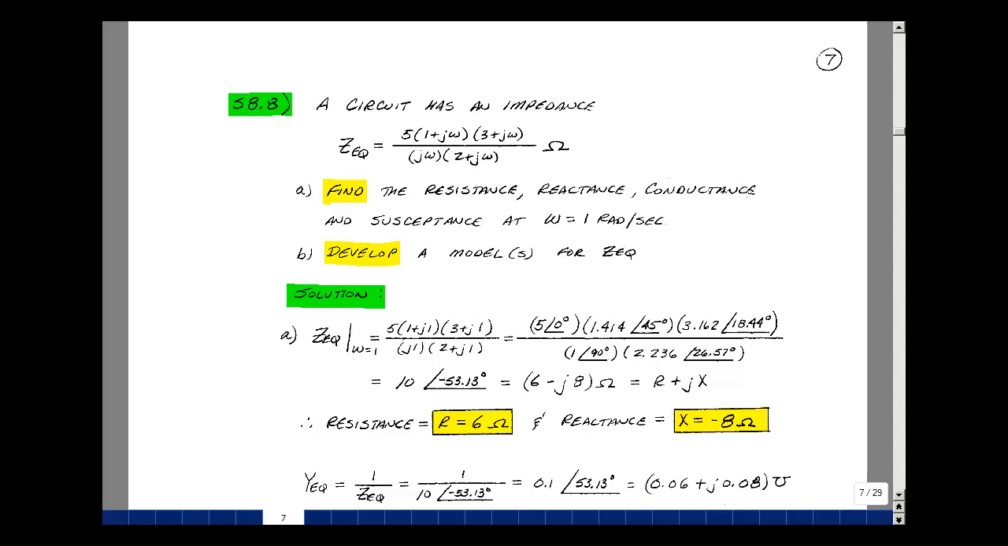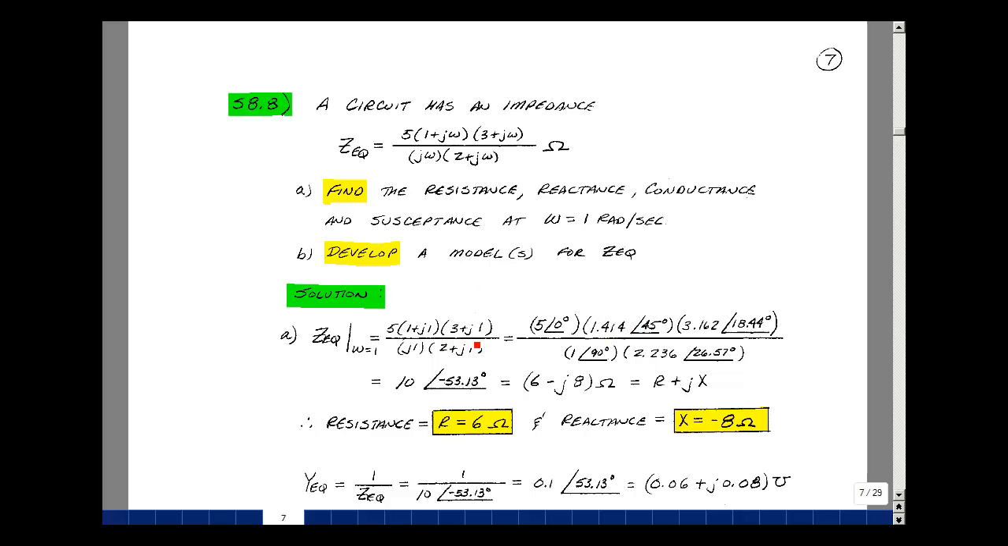Let's evaluate our equation at 1 radian per second. So we have 5 times 1 plus j1 times 3 plus j1, divided by j1, and then divided by 2 plus j1. That's right over here. Now since we're doing division, let's put things in polar form. So this is 5 at angle 0. The magnitude of this is square root of 2, which is 1.414. Angle is going to be 45 degrees because they're equal length.